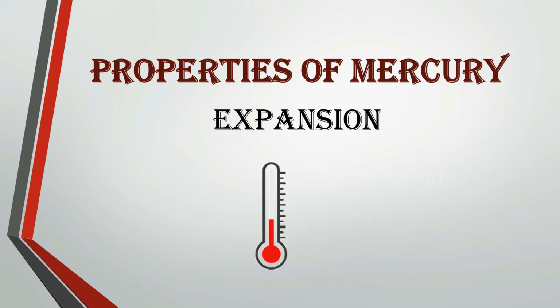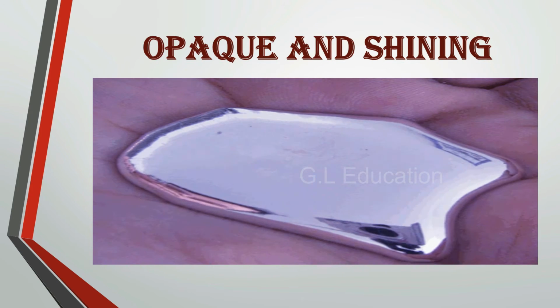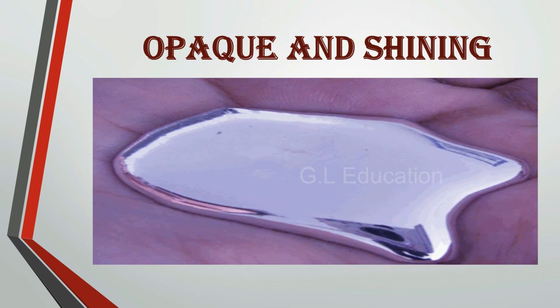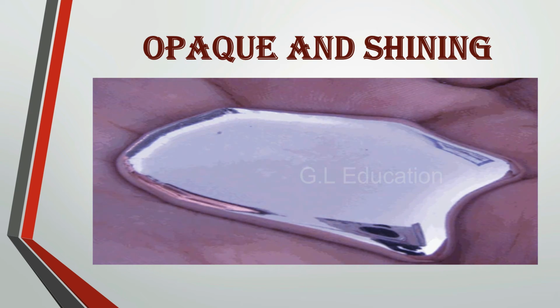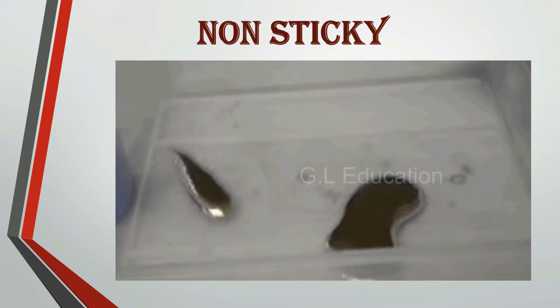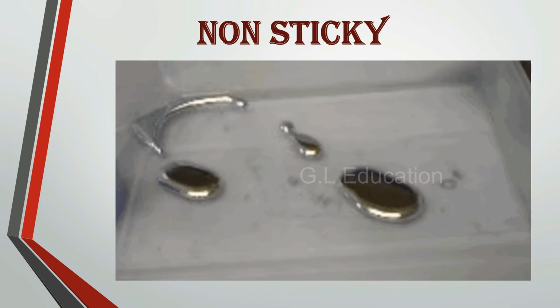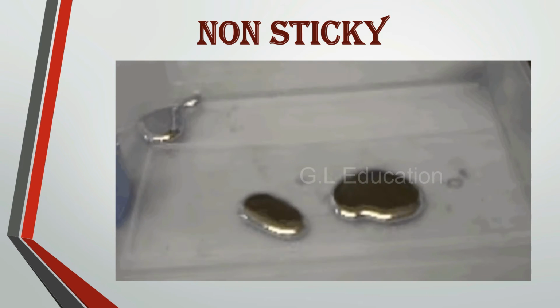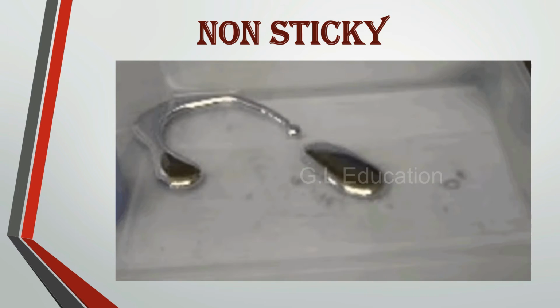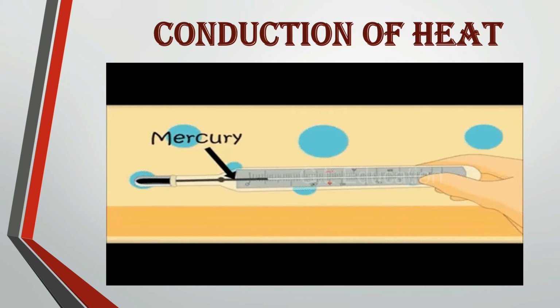Next, we move on to the topic, the properties of mercury. The expansion of mercury is uniform. That is, the mercury expands uniformly. It is opaque and shining. That is, the mercury is not transparent and it looks shiny. It does not stick to the sides of the glass tube. That is, the mercury is non-sticky. That's why we are using mercury in thermometers. It is a good conductor of heat. That is, the mercury transfers heat.